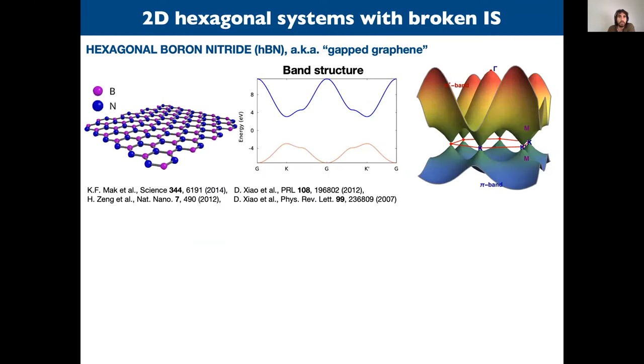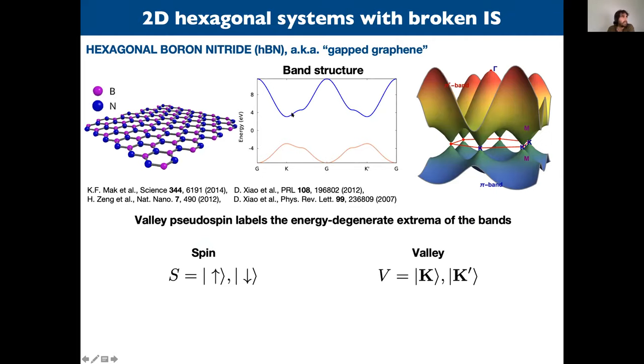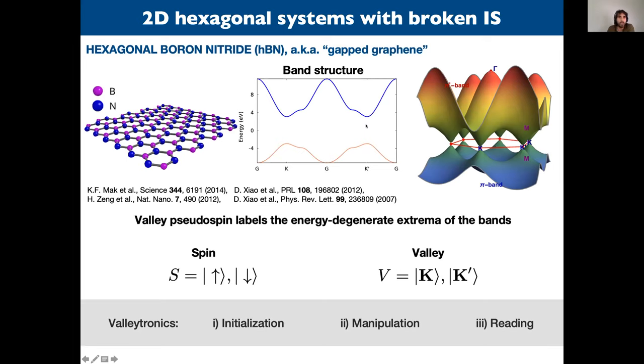So valleytronic materials are 2D graphene-like structures with broken inversion symmetry, such that a band gap is opened at the K and K prime Dirac points. These band extrema are the valleys, and we can define a spin-like quantity, or pseudo-spin, that labels if the electrons are in one valley or the other valley state. And valleytronics is a field that searches for ways to initialize, manipulate, and read this valley pseudo-spin to use it as an additional information carrier and storage.